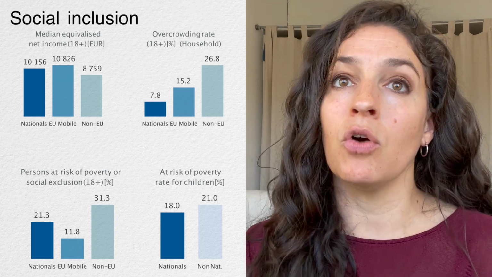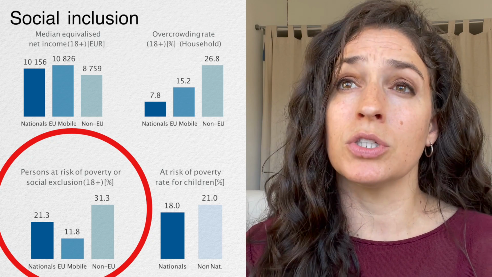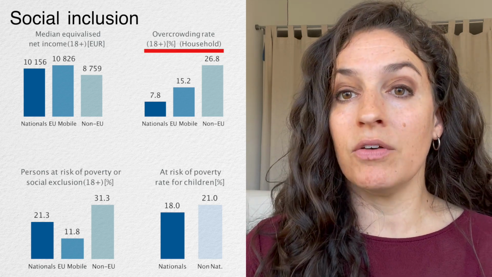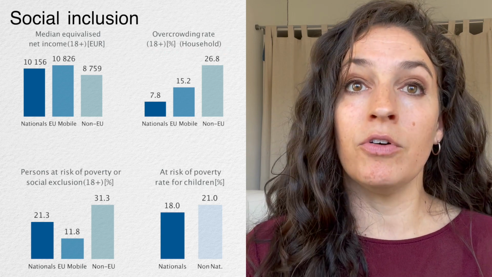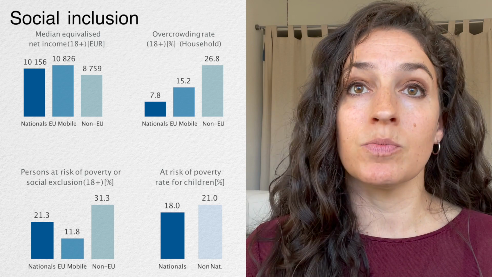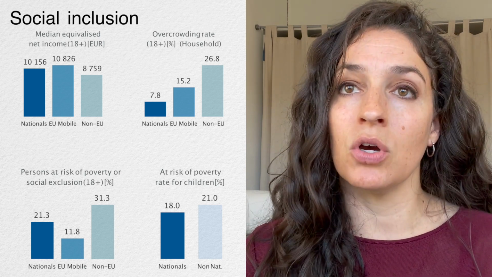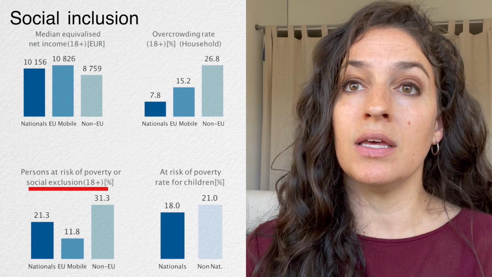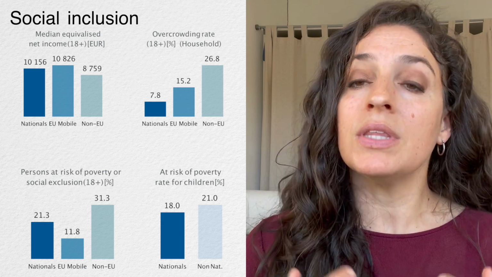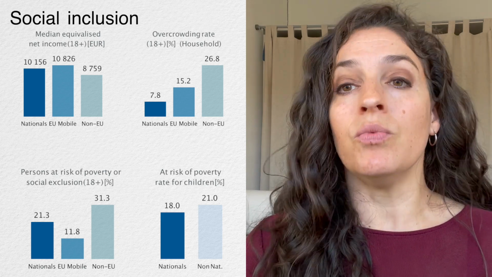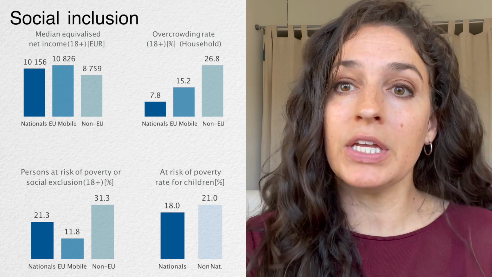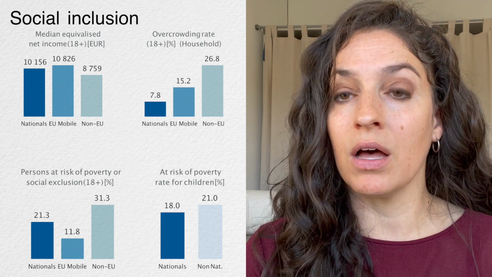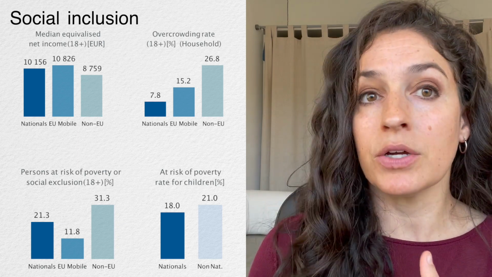If we look at things like overcrowding rates and risks of poverty or social exclusion and risks of poverty for children, we do see, for instance, when it comes to overcrowding, that nationals have the lowest probability or the lowest chance of being overcrowded, so having a lot of people living in a small space, whereas non-EU nationals have the highest overcrowding rates. Now, if we look at the risks of being in poverty just for adults, we actually see that non-EU immigrants have higher risks of being in poverty, but that EU mobile workers actually have a much lower risk of being in poverty, compared even to nationals. If we look at the risk of poverty for children, nationals in general have lower rates of poverty or risks of poverty for children compared to non-nationals.